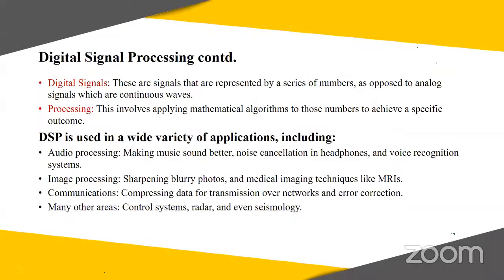Here you can see that I have already told you that there are two terms. One is the digital signal, and the other is the processing. A digital signal is basically a signal represented by a series of numbers. Already I have told you that it can be represented in a binary format, and it is the opposite of analog signals, which are continuous.